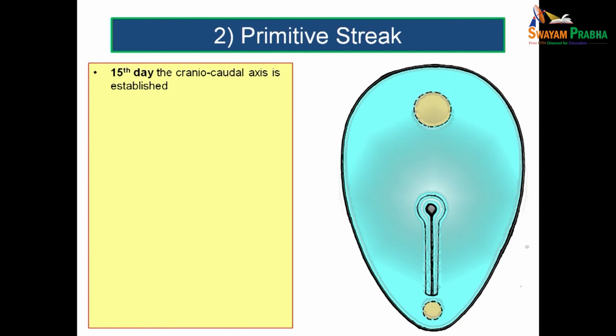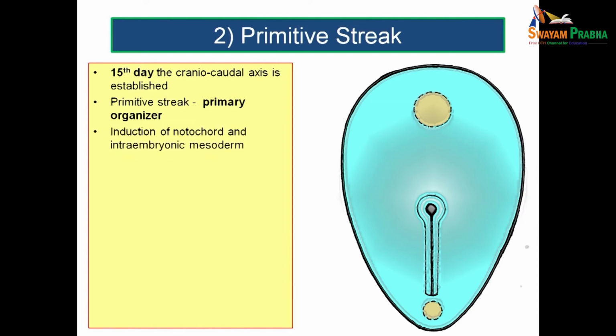But what happens during the third week is, by the formation of this primitive streak, it establishes a cephalocaudal axis. So, if you see the formation of primitive streak, yes, by then we can say that this is going to be the caudal end of the embryo and the opposite end is going to be the cranial end of the embryo. So, primitive streak is considered as the primary organizer.